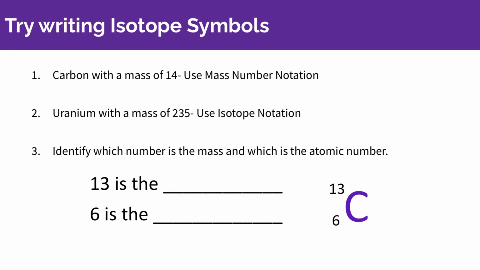So you try writing isotope symbols. For number 1, carbon with a mass of 14 using the mass number notation. Number 2, uranium with a mass of 235 using isotope notation. And then number 3, identify which number is the mass and which is the atomic number on this example.